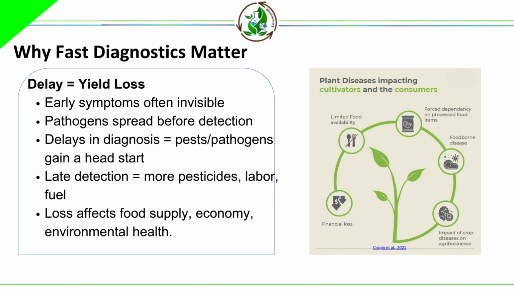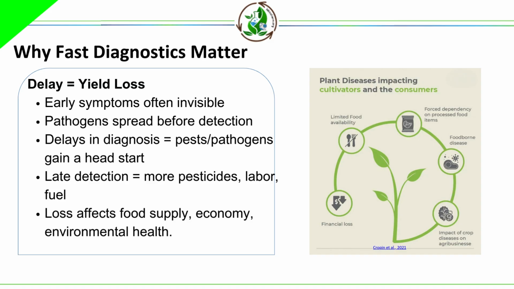If you don't catch that infection early, you're not just losing a few plants. You may be forced to treat entire blocks with more aggressive measures. That means more pesticides, more labor, and more fuel. All of that adds up into higher costs for growers, greater environmental impact, and more chemical residue in the system. The ripple effects go further, affecting farmer income, food availability, and surrounding ecosystems.